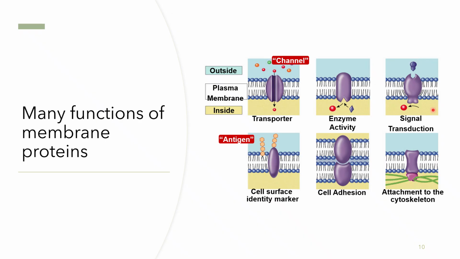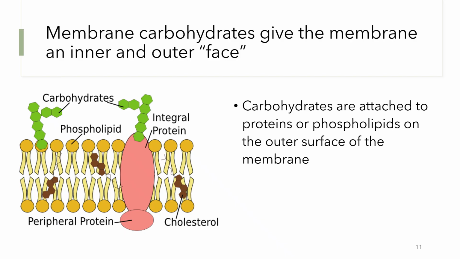Basically, if a molecule can't get into the cell, it can sometimes talk to a protein, and that protein can create a signal to propagate that message inside the cell. But we'll get into that more when we talk about the endocrine system and hormones. It can carry those identity markers, we can have cells adhere to each other, and we can anchor certain ones in place with the cytoskeleton.